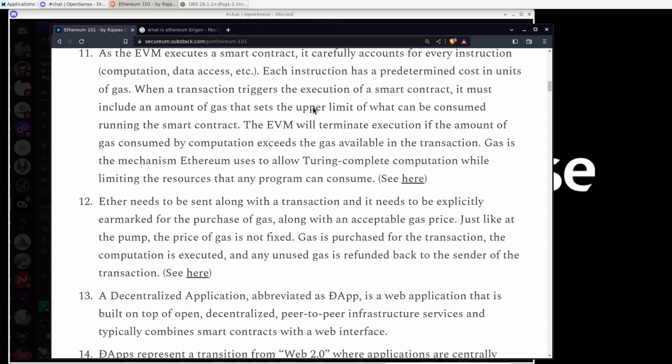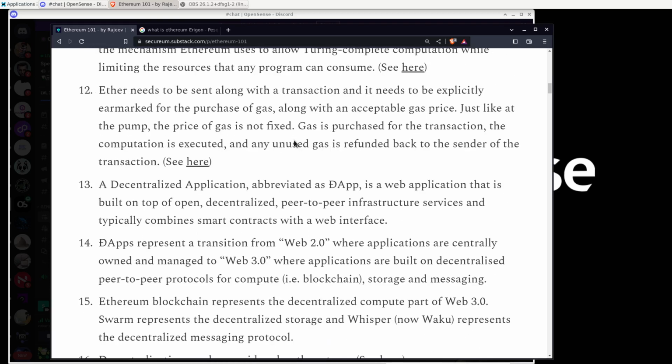Ether needs to be sent along with a transaction and it needs to be explicitly marked for the purchase of gas. I wonder what it means. That means every transaction needs to have some gas, right? Along with the acceptable gas price. Just like at a pump, the gas price is not fixed. The gas is purchased for the transaction, the computation is executed, and the unused gas is refunded back to the sender.